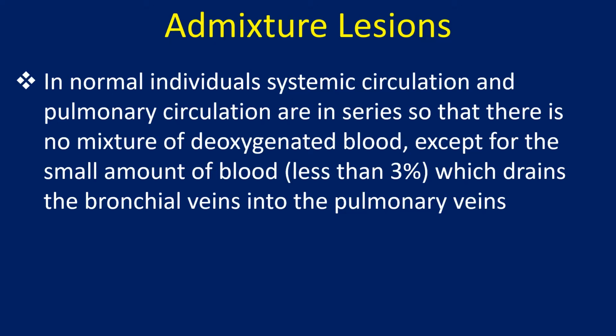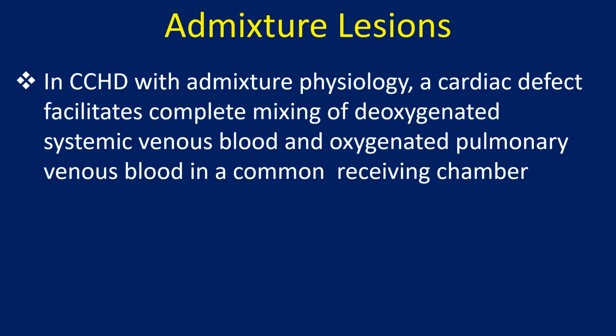In normal individuals, systemic circulation and pulmonary circulation are in series, so that there is no admixture of deoxygenated blood, except for the small amount of blood, less than 3%, which drains from the bronchial veins into the pulmonary veins. In CCHD with admixture physiology, a cardiac defect facilitates complete mixing of deoxygenated systemic venous blood and oxygenated pulmonary venous blood in a common receiving chamber.